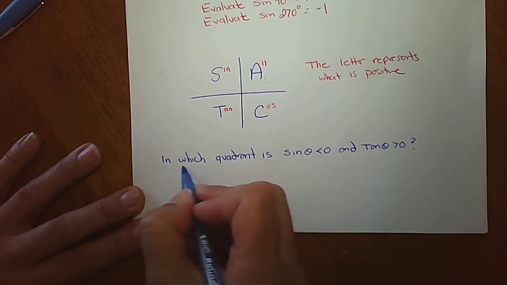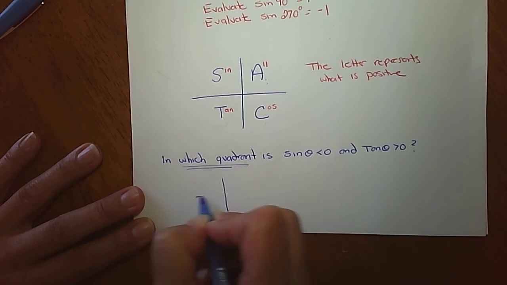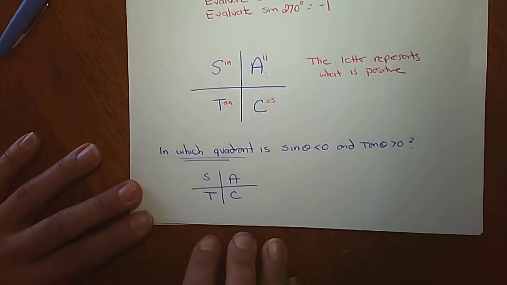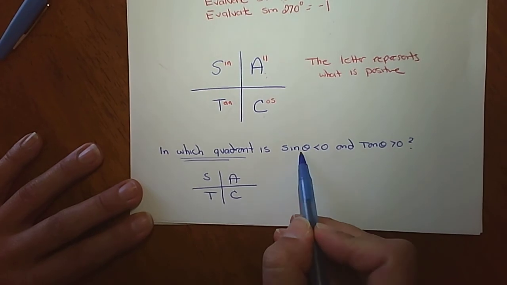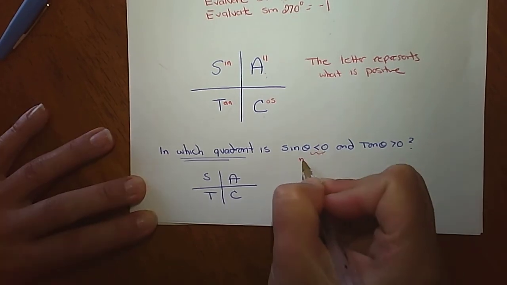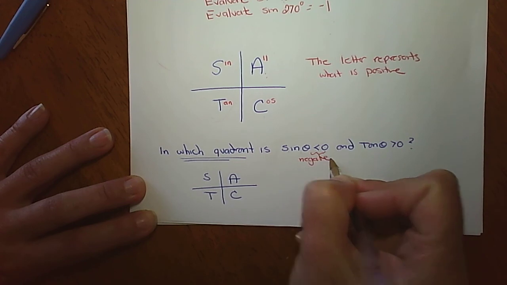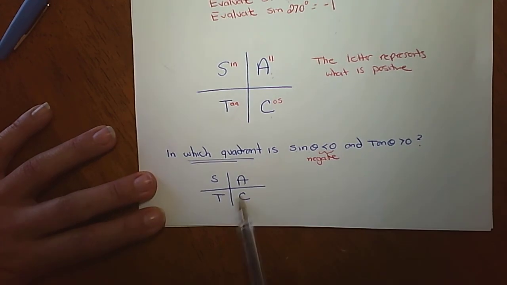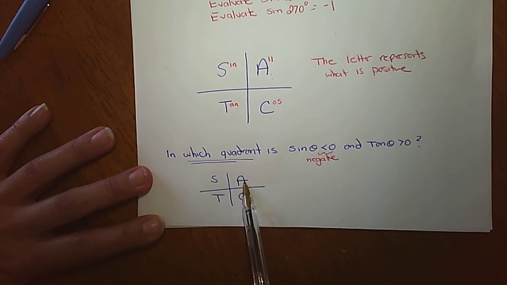So anytime they say which quadrant, what you guys want to do is make a crisscross and put ASTC in it. Now, sine theta less than 0. Less than 0 always means negative. So I need to know what quadrant sine is negative in. So I go here. A. What does A mean? A means all things are positive.